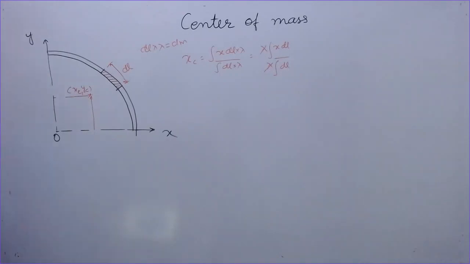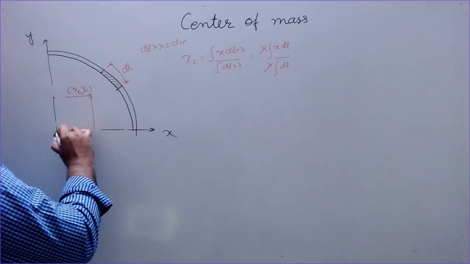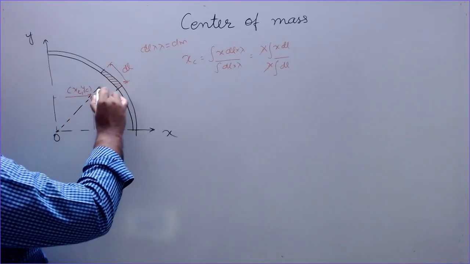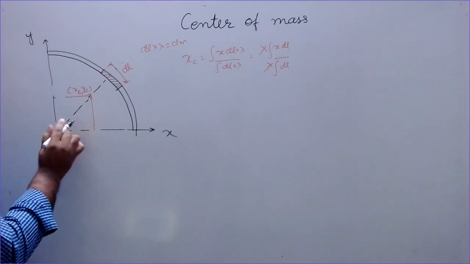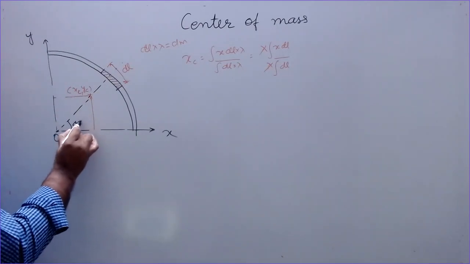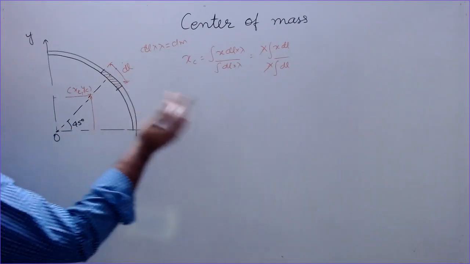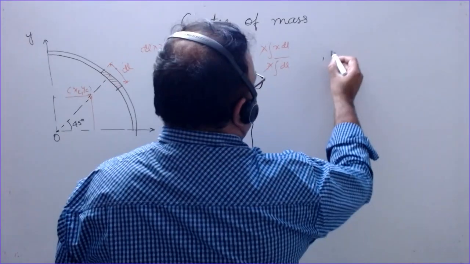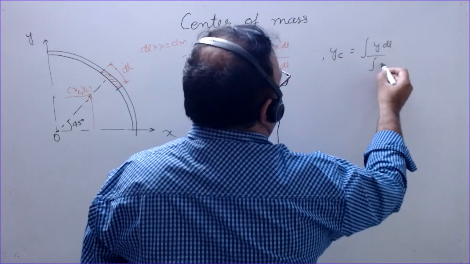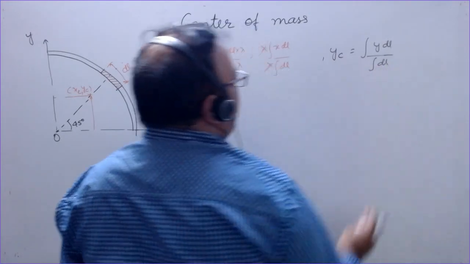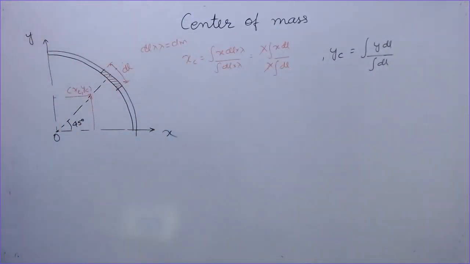This body is symmetrical about this line, meaning about both the x and y axis, this angle is 45 degrees. So we need to find both xc and yc. Similarly, yc is integral y dl upon integral dl. Now it is clear why I have written dl in place of dm.